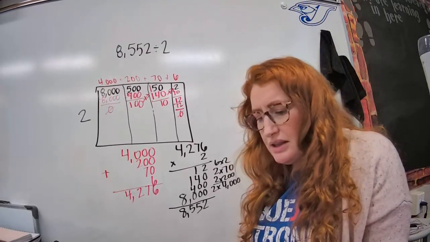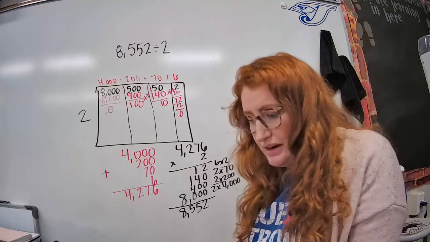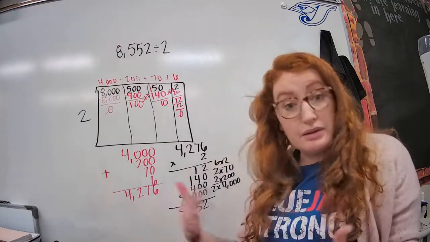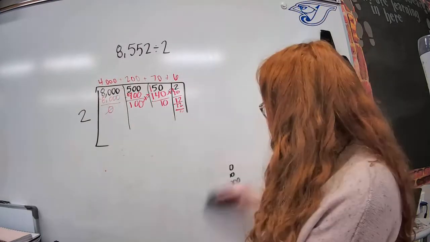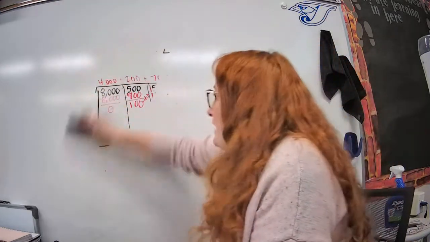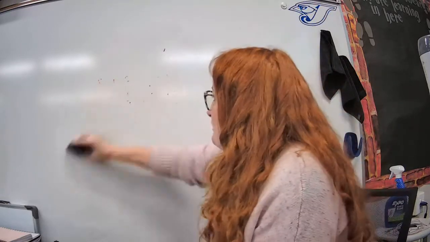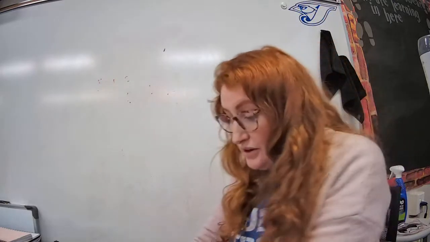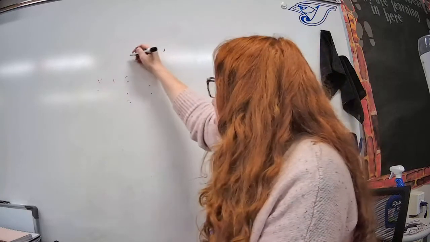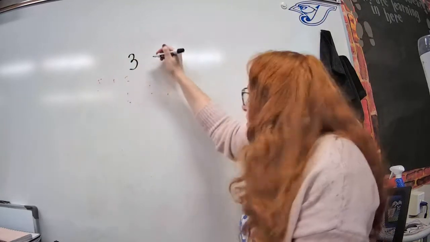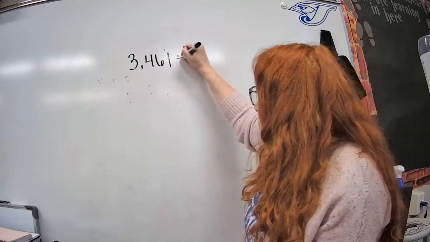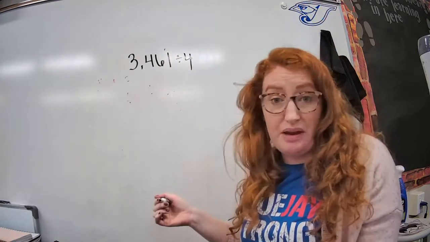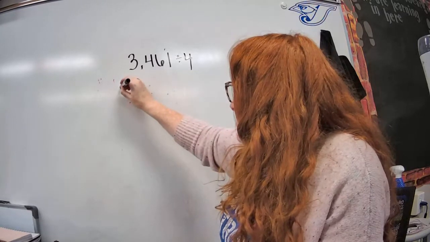Now we talked about the other day what a remainder is, and a remainder is a leftover from a math problem. So I'm going to erase this really quick, and I'm going to give you an example of an area model division problem that has a remainder. So we're going to use 3,461, and I'm going to do divided by 4. That's one I just came up with in my brain right now. So I'm going to draw my box.